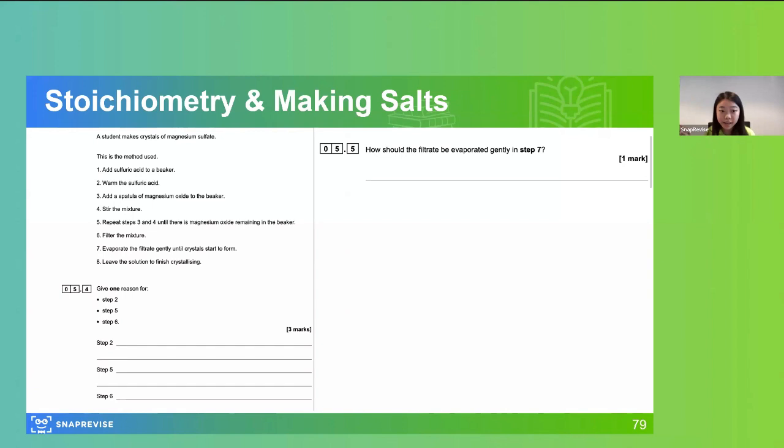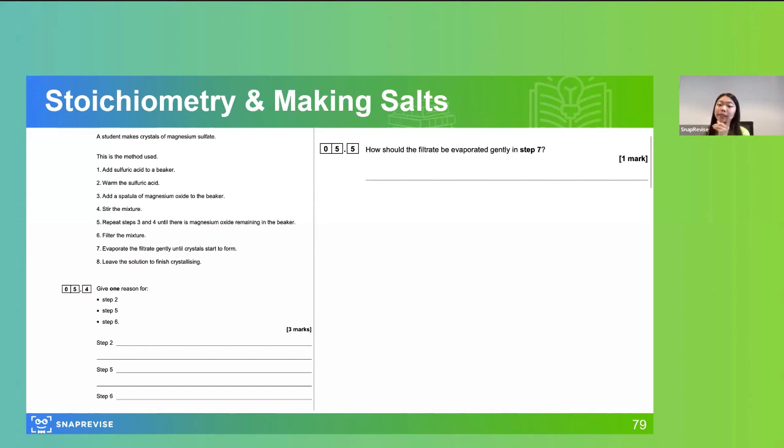To remove any excess. And I've said before, if you're doing this in an actual exam paper, you have to specify what solid they are telling you. So instead of saying to filter the solids, you have to say remove and filter the excess. In this case, magnesium oxide. Remove any excess of magnesium oxide. That is the solid you have to write to make sure you get the full marks.